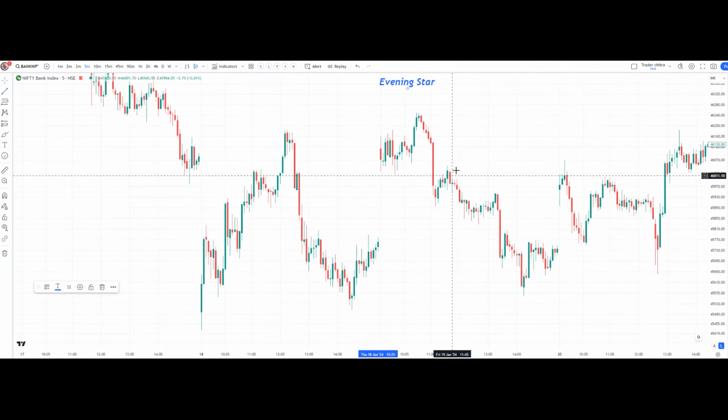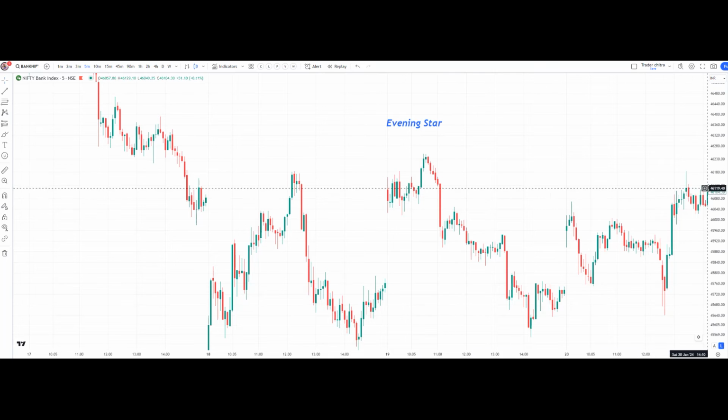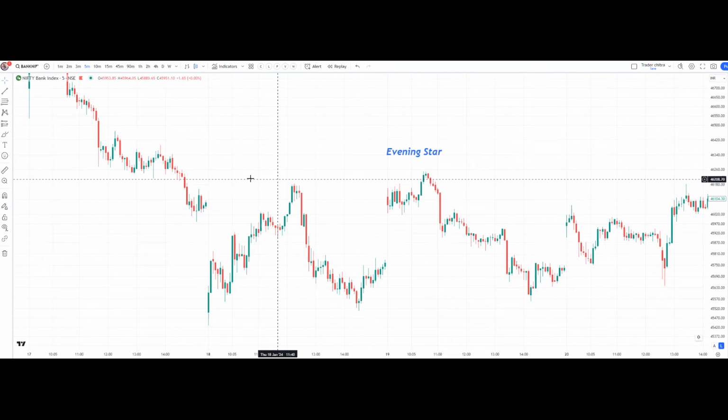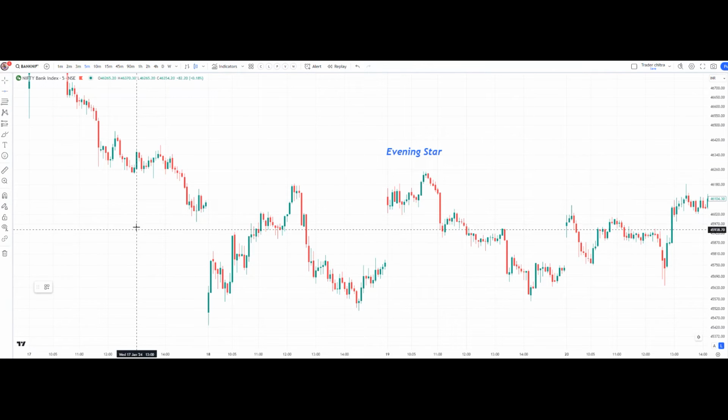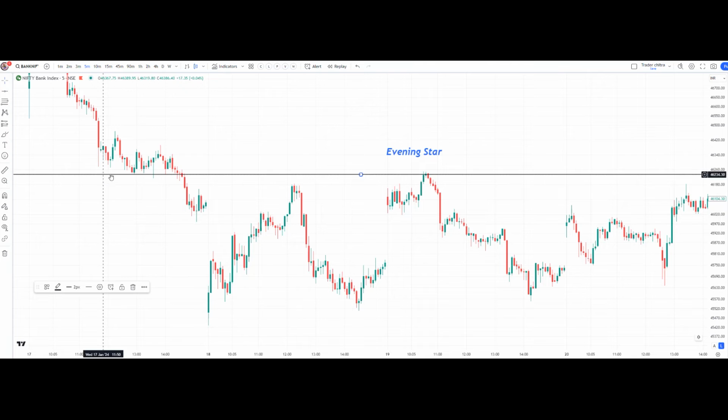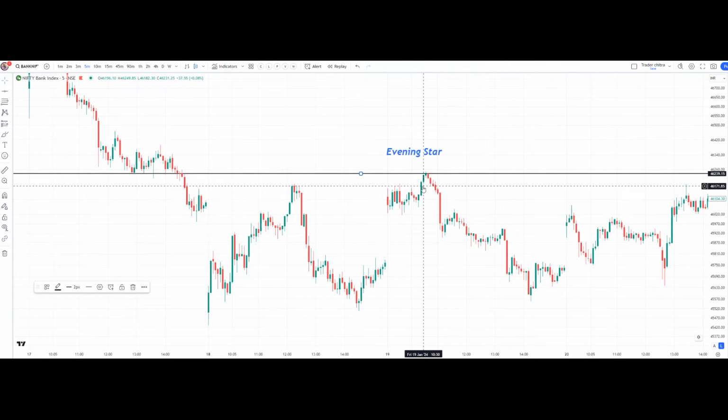So here we can see this is a Bank Nifty chart. And here we can see that this is the support. So we will go to the horizontal line and mark the line here. This is the resistance, a major resistance for Bank Nifty. So why is this a major resistance?